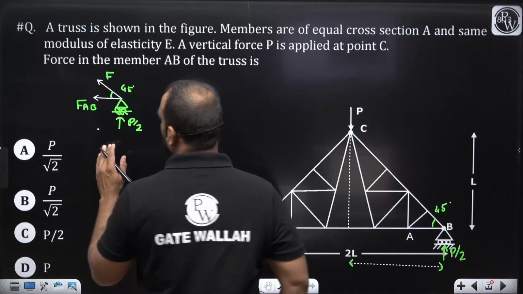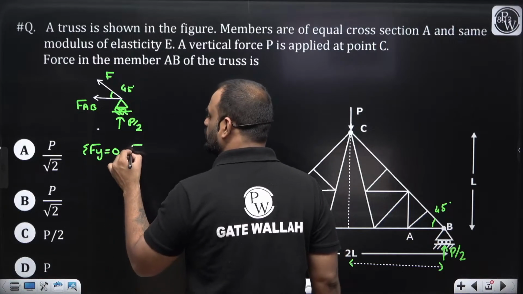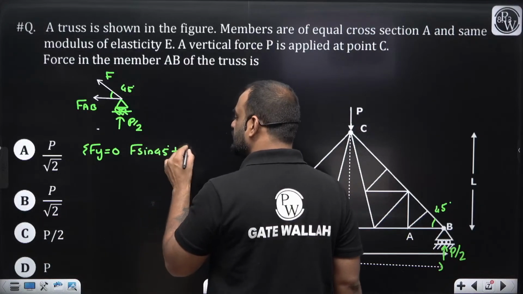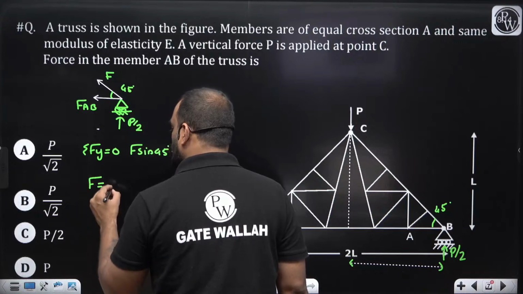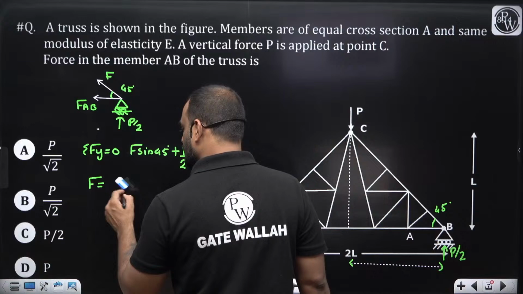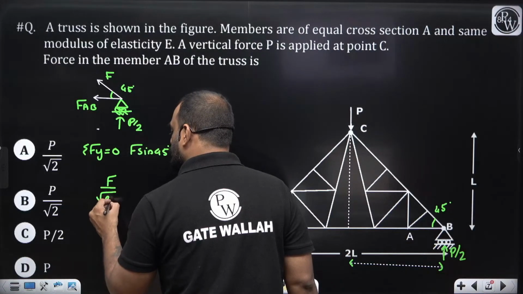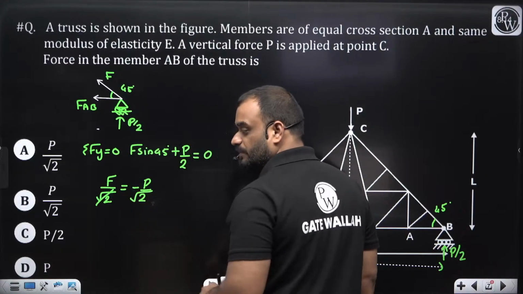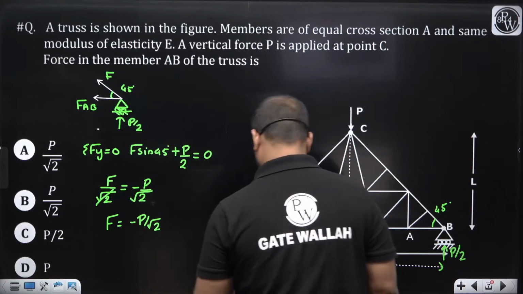Now what I will do, guys, I will write down the summation Fy is equal to 0. So F sine 45 degree plus P by 2 is equal to 0. So F is equal to minus P by 2 divided by sine 45. We'll write it like this: F divided by root 2 is equal to minus P by 2. Now we can cancel it. It will become minus P by root 2. So the force F is equal to minus P by root 2.